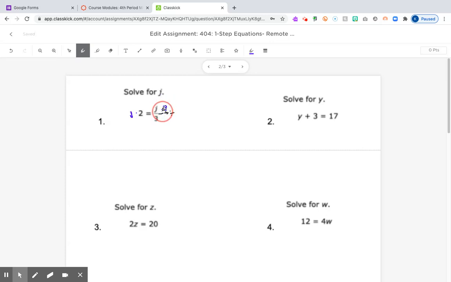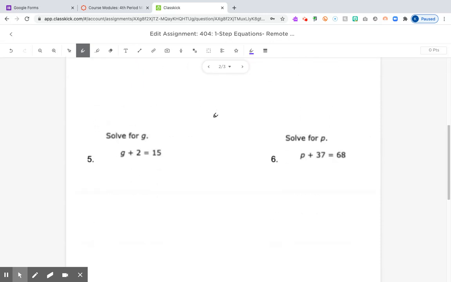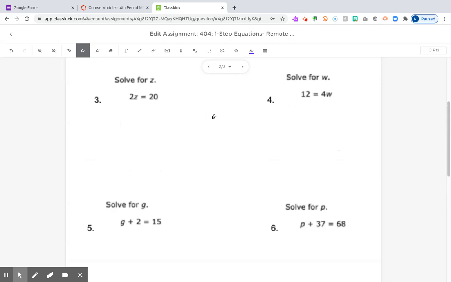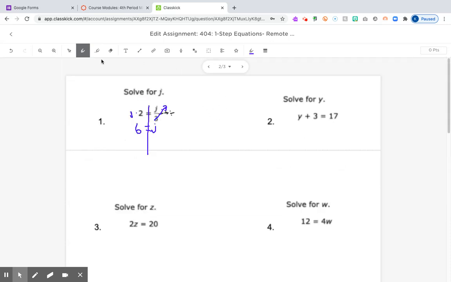When you do that, these 3's cancel out, and you're left with, there we go, J is equal to 3 times 2, and 3 times 2 is 6. So J is equal to 6, okay? I did that one for you. You have to do the rest of them, all right?